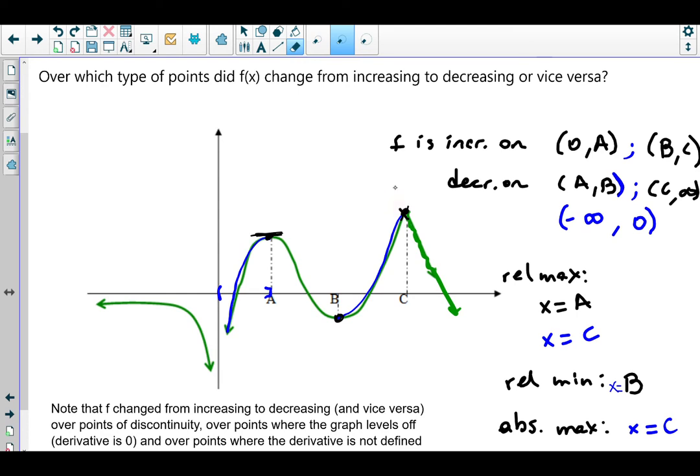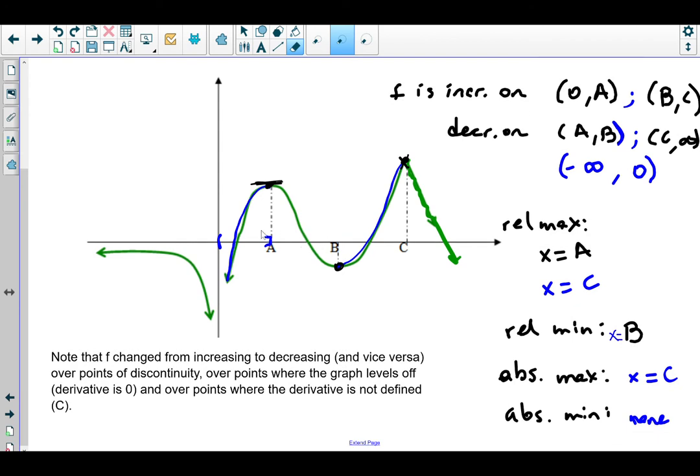So we're noticing a few types of points where the graph is turning from rising to falling or vice versa. Those points are, first of all, points of discontinuity, points where slope is 0, and points where slope is undefined. This is going to be important as we're given an equation and we're going to try to determine how to locate the maximums and minimums, intervals of increase and decrease.